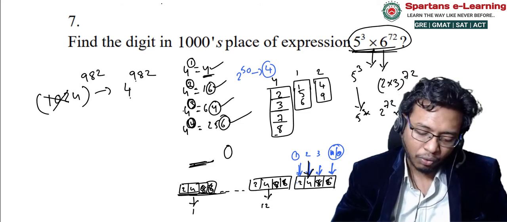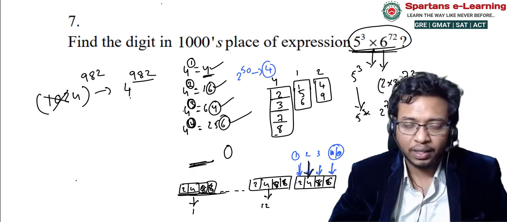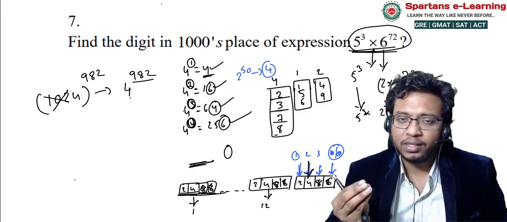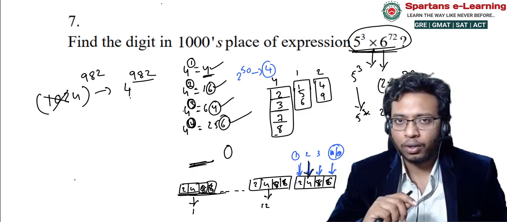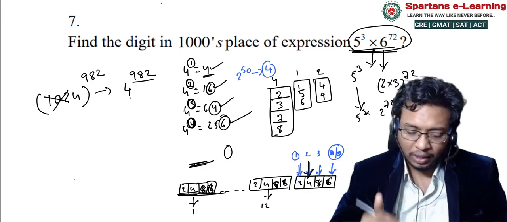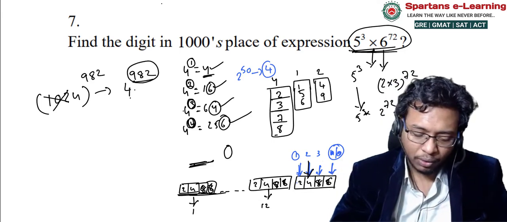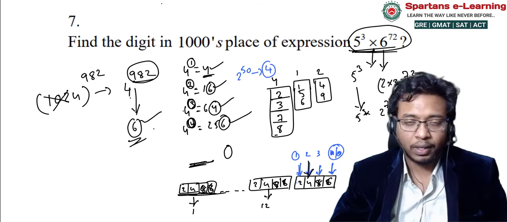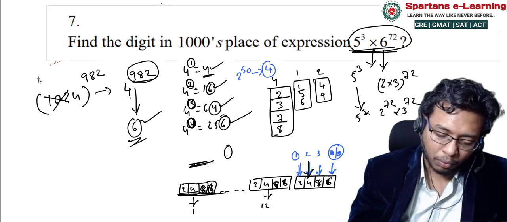Now see here, 4 power 982. The cyclicity of 4 is 2, right? So what you will do, just check whether the power of 4 is even or odd. You know 4 power 1 is 4, 4 square, the last digit will be 6. Since this is an even number, the units digit of 4 power 982 will be 6. That's it. Simple, right? Now I'll give you one more example.